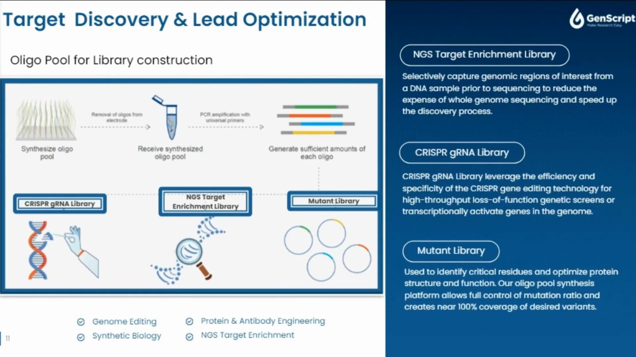CRISPR guide gRNA libraries are ideal for high throughput screening of molecular targets, and they also help to understand the efficiency and specificity of CRISPR gene editing. Mutant libraries help in protein and antibody discovery and engineering, and allow complete control of mutation ratio and create near 100% coverage of desired variants. Incorporating the mutant library into CAR T cell development and screening can expedite the CAR optimization process, enhancing the therapeutic potential and minimizing potential adverse effects.